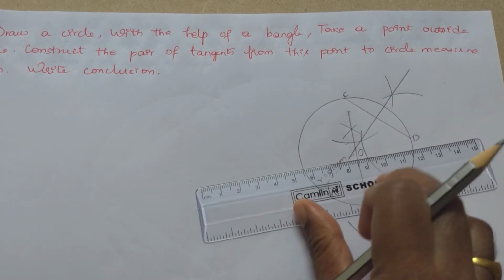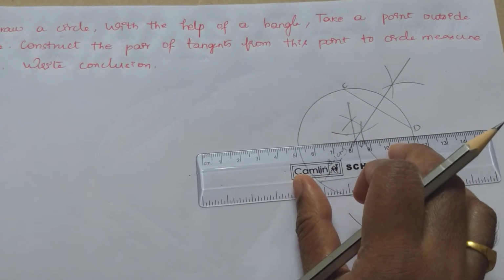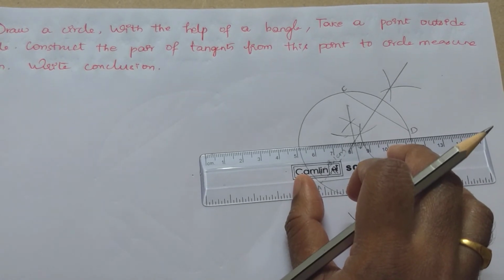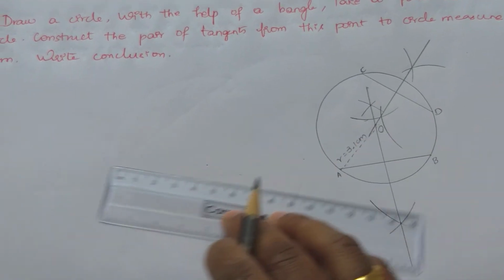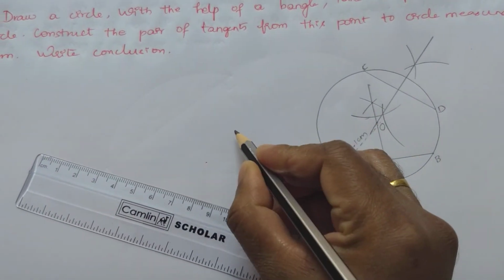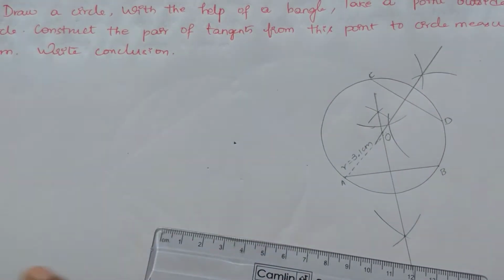In the same way how we did construction of tangents, pair of tangents from an external point, I did that construction. In case you didn't go through, please go through that. So I will take any point, let it be here. I have taken the point here.